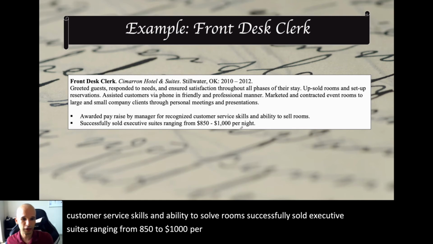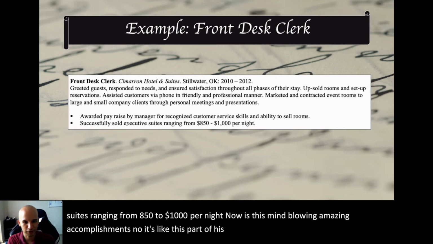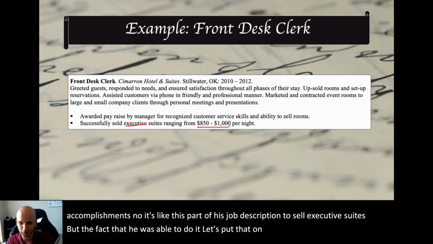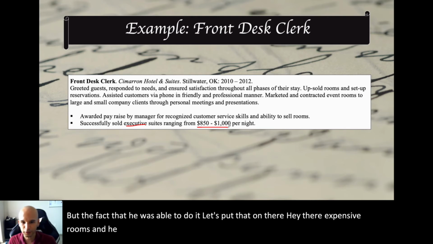Now, is this like mind-blowing, amazing accomplishments? No, it's like this part of his job description to sell executive suites. But the fact that he was able to do it, let's put that on there. Hey, they're expensive rooms and he sold them. Cool. All right. So there you go. Those are accomplishments. He's proud of those things.